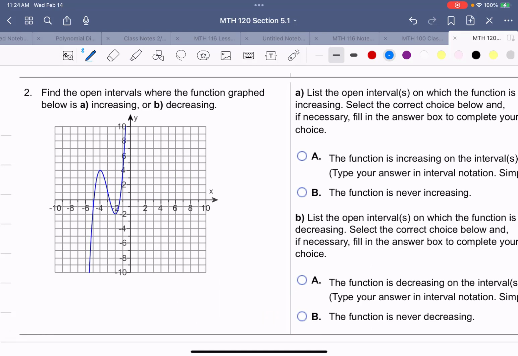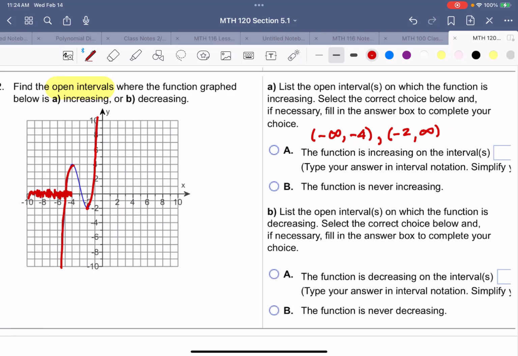Example 2, find the open intervals where the function graph below is increasing or decreasing. So this one, similar to the other example I gave, rises in two places, and I need to describe those x's only. So it's rising for all of these x's. So that's from negative infinity to negative 4. And it starts to rise again at negative 2 to plus infinity. And you just put commas between the two intervals. There's no union or anything. It's just commas, okay?